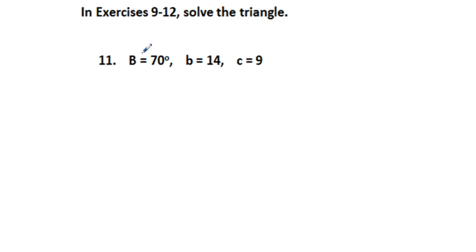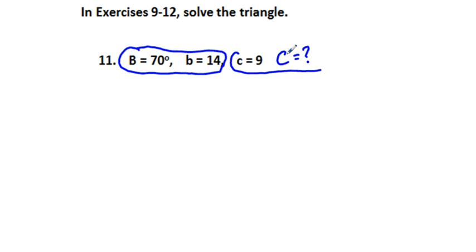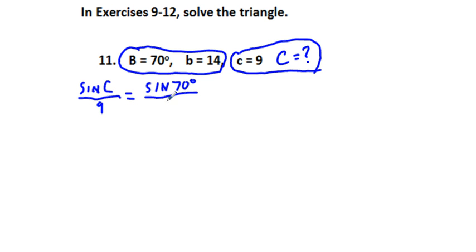And here we have a similar situation. We have a side B, which is 14, opposite angle B, which is 70 degrees. And we have this side C, which is 9, and angle C is what we do not know. So, similar to problem 9, we're going to have the sine of angle C, which we do not know, over side C, which is 9, is equal to the sine of 70 degrees over side B, and side B is 14.